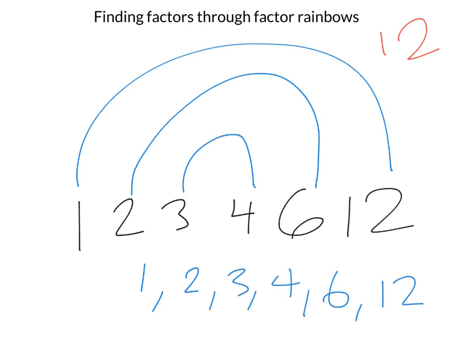Now, there's no right or wrong method that you have to choose. If you are more visual and you like arranging things, then arrays might be your best bet. If you want the quick and dirty way of doing it really quickly because you're familiar with your times tables, you can do a factor rainbow to try and find out the factors. Each method is really strong in the way that you use them, and there's no right or wrong.